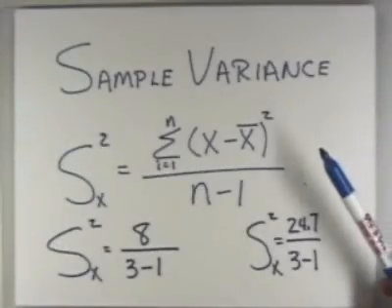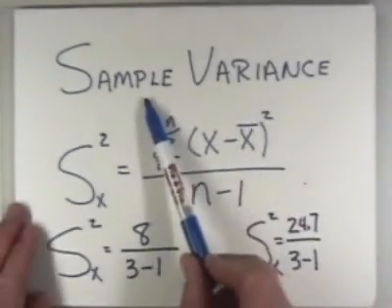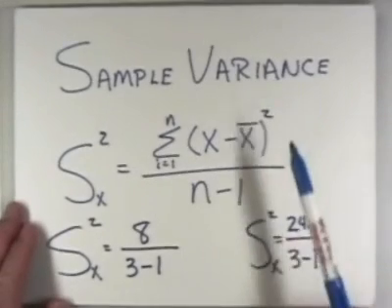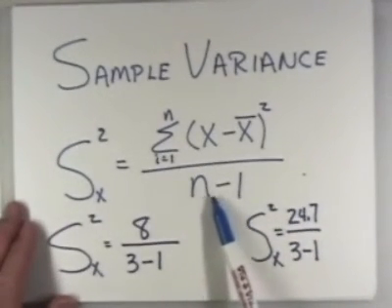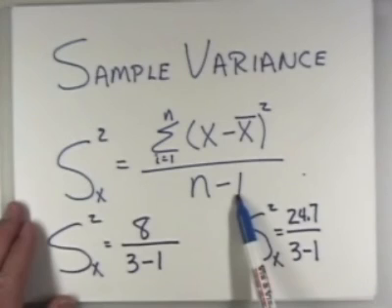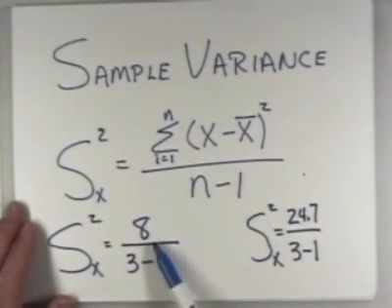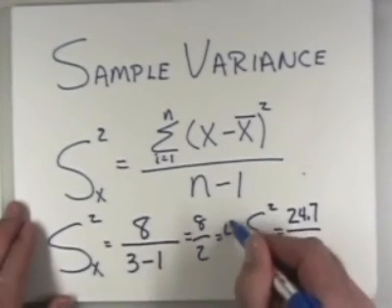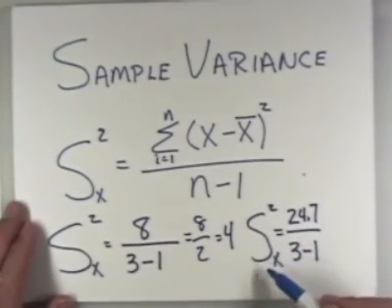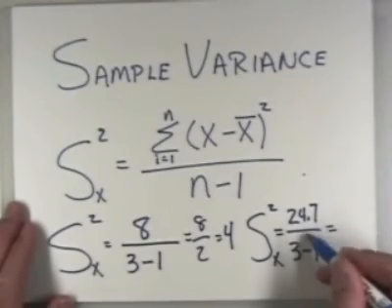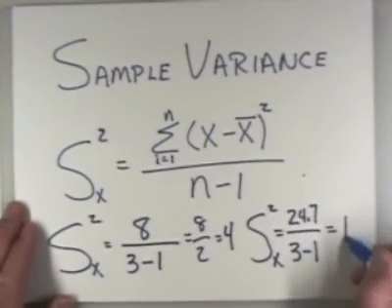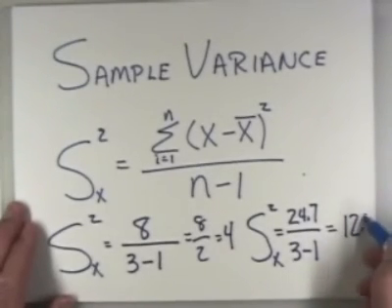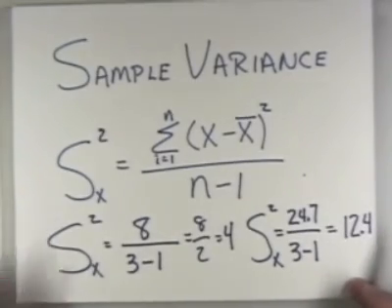And that argument said it will make more sense to calculate the sample variance if we divide by n minus 1 rather than n. And if we look at what happens here, rather than dividing 8 by 3, we would divide 8 by 2. And so the sample variance gets a little better. It comes up to 4. And here we would divide this, and it would be, say, 12.4.